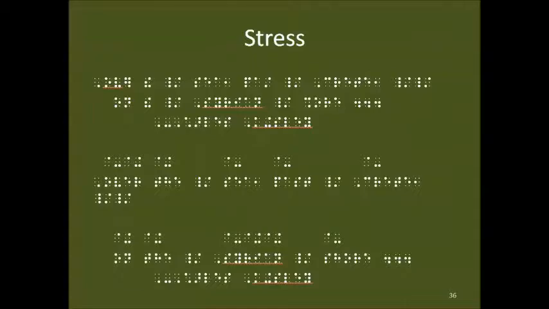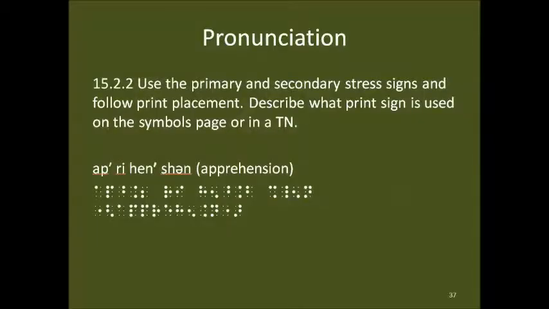For pronunciation, we use the primary and secondary stress signs that we looked at just a few screens ago, and follow print placements. So if the marks come before a syllable, that's where we braille them. If they come after the syllable, that's where we braille them. Describe what print sign is used on the special symbols page or in a transcriber's note.